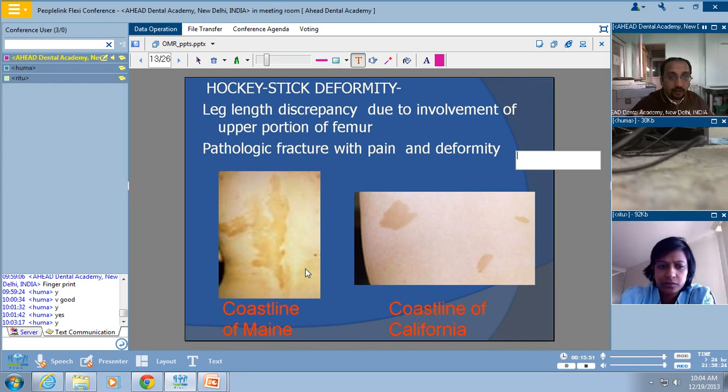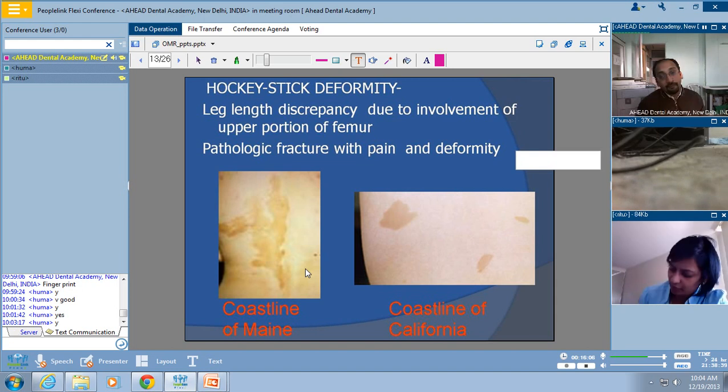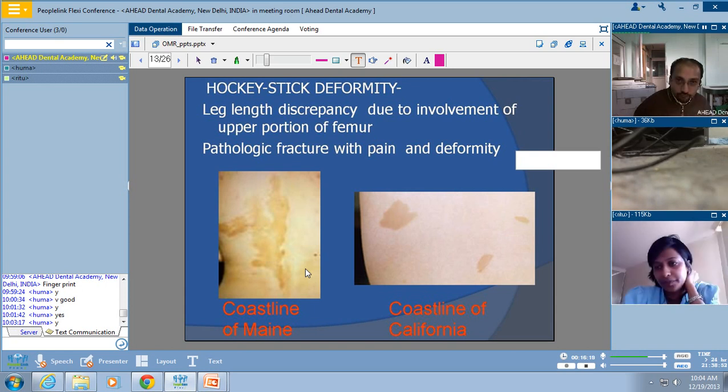Okay? I've written a word called hockey stick deformity. Can you guys see hockey stick deformity? Well, this is generally a leg-length discrepancy due to the involvement of the upper portion of the femur. Remember, this condition is polyostotic fibrous dysplasia. In polyostotic fibrous dysplasia, not one bone but multiple bones are involved. And when fibrous dysplasia involves your femur, it leads to enlargement of the upper portion of the femur, leading to a leg-length discrepancy, and that is called hockey stick deformity.